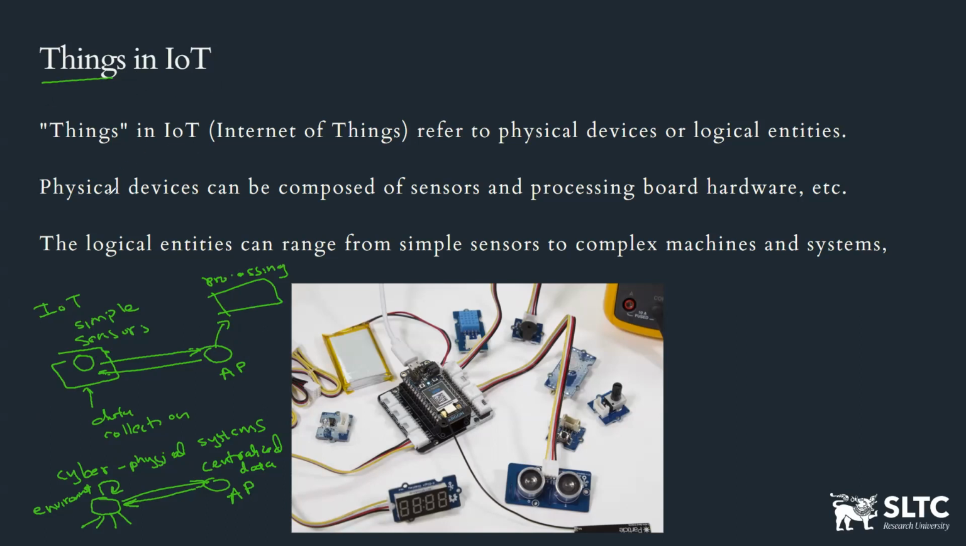In IoT, these things that we consider as the sensors plus the processing board plus the communication modules can consist of small sensors, simple sensors, up to complex sensors, and even have machines or actuators comprised inside them.